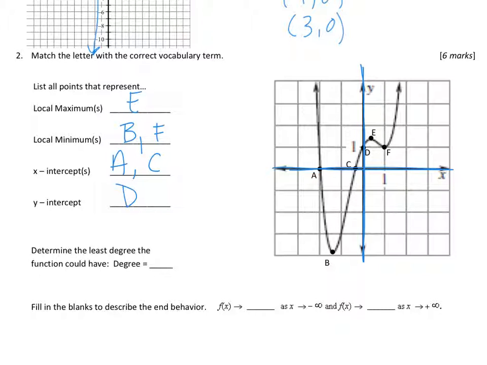Determine the least degree this could have. So we add up the maximums and minimums. So there are 3 maximums and minimums, and then you add 1. So 4 is the least degree this could have.